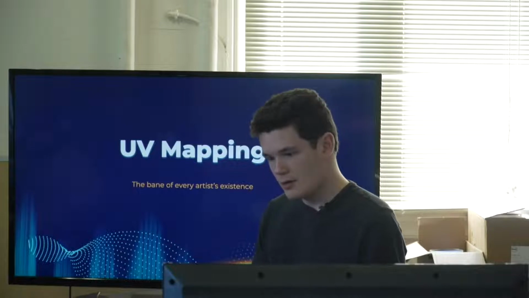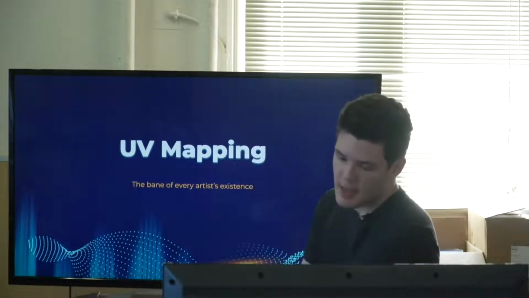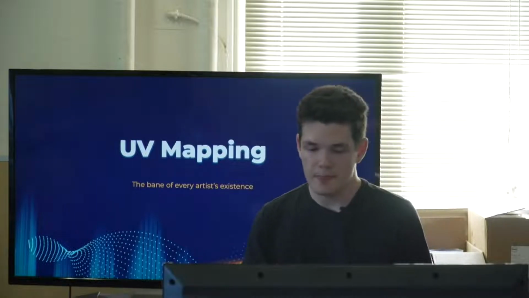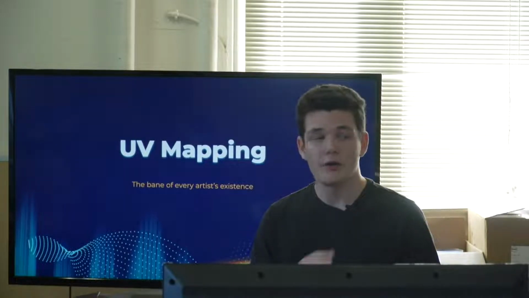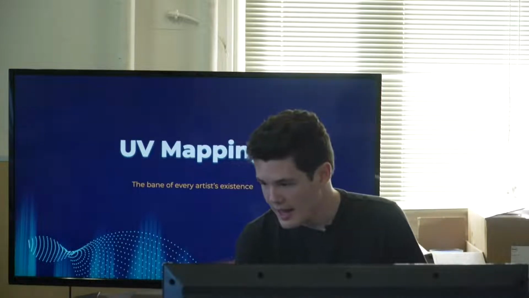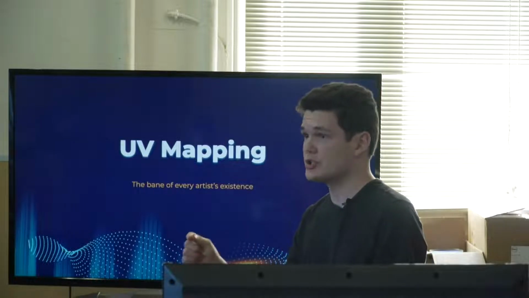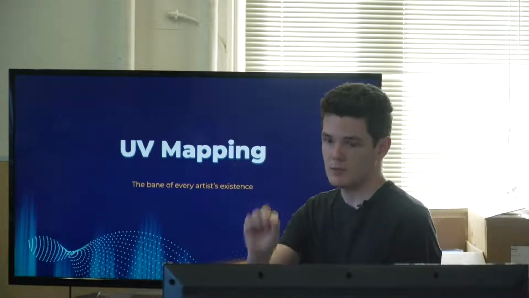So, what is UV mapping? In order to have a texture applied to it, every object in 3D must be unwrapped onto a two-dimensional plane, essentially. And what that does is it basically tells the program what part of the texture is going to be applied to what part of the model.